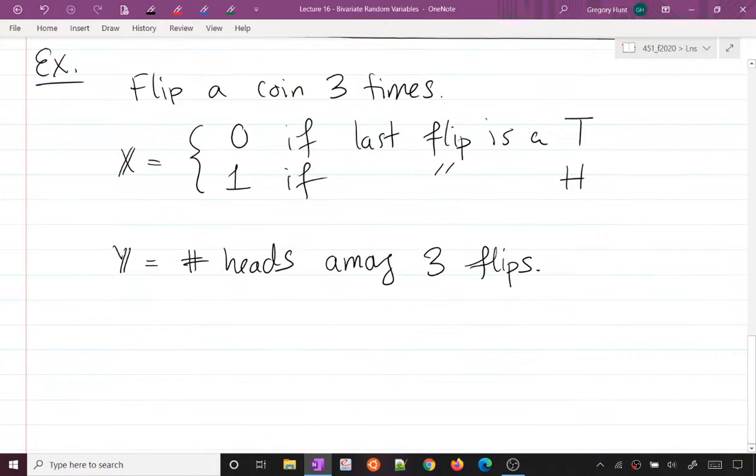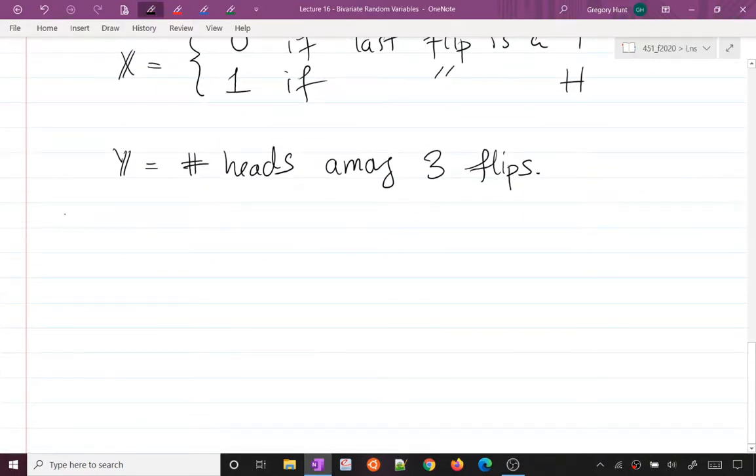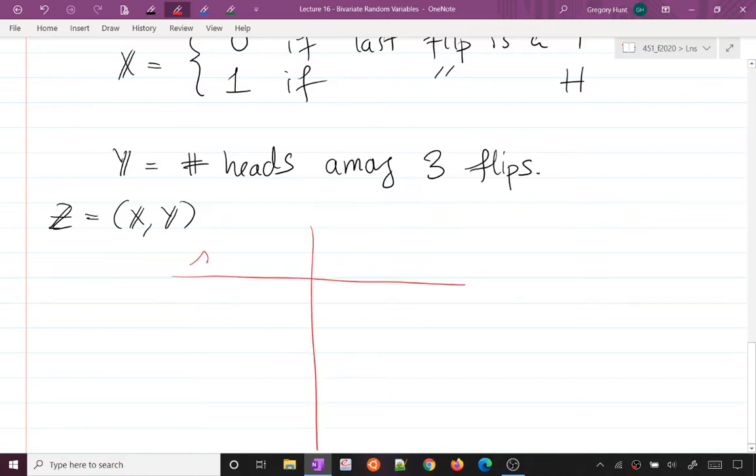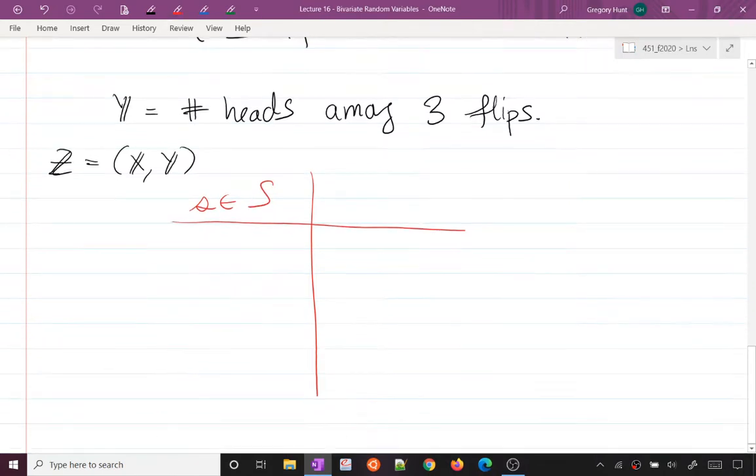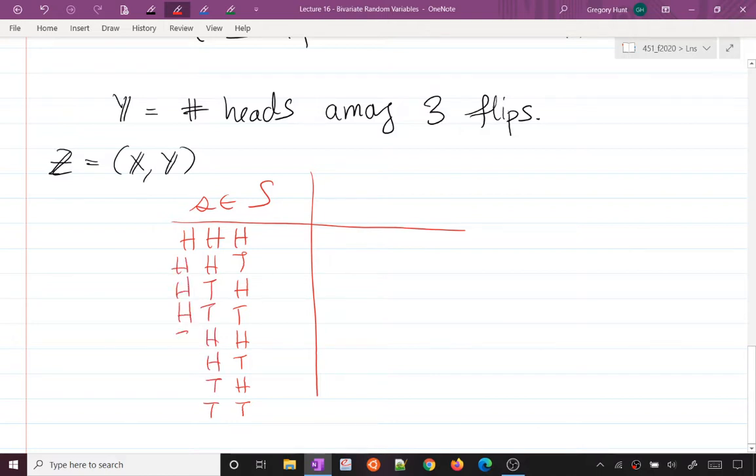And just as an example, I could define my bivariate random variable Z, which would be the pair X, Y. I could even write a little table for this. I could list my outcomes, the little s's in my sample space. So what are my outcomes? Heads, heads, heads. Well, let's enumerate all of these. Heads, tails. There should be 8 of them. Okay, I think those are my 8 outcomes.